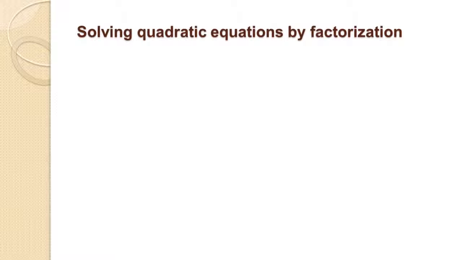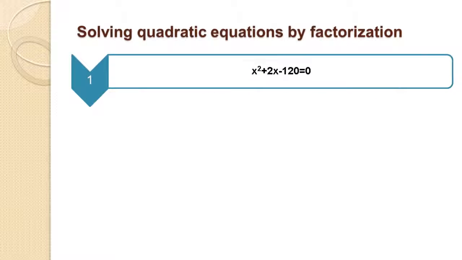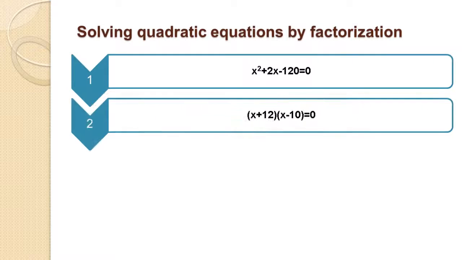Let's see an example on how you can solve a quadratic equation by factorization. Imagine you have the quadratic equation the square of x plus 2 times x minus 120 equals 0. The first step is to factor the trinomial using the previous method, and the resulting factors are x plus 12 and the difference between x and 10.